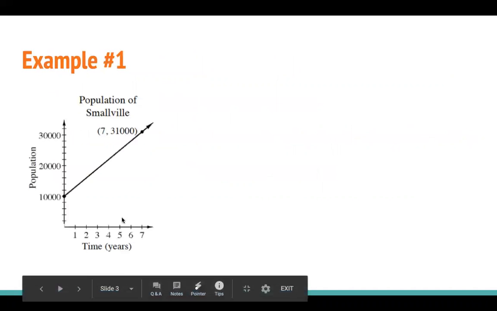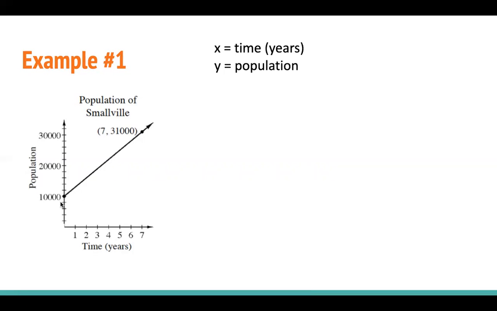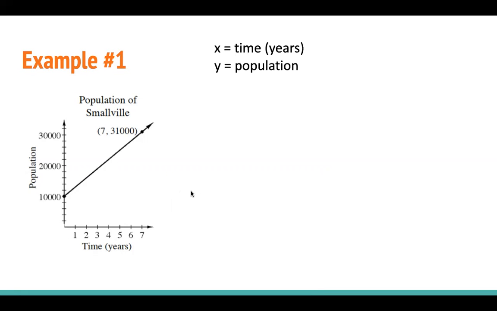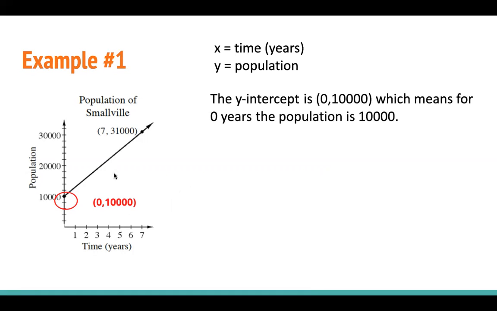So our first example here, we'll start with a graph, and I can see that along the x-axis is my time in years, and along the y-axis is the population. What's happening is that I see a line describing what's going on with this population as the years go along. If I look at my y-intercept, there it is with that circle around it. It's the point (0, 10,000). And what that means is that at year 0, the population is 10,000. The population is starting at 10,000.